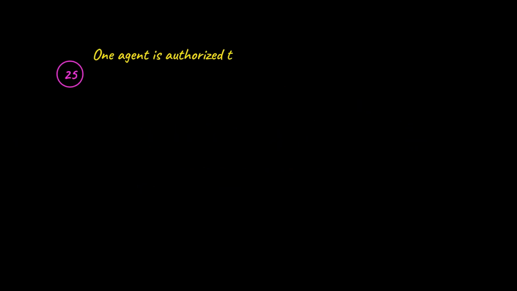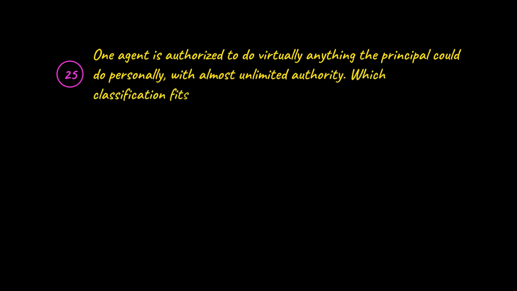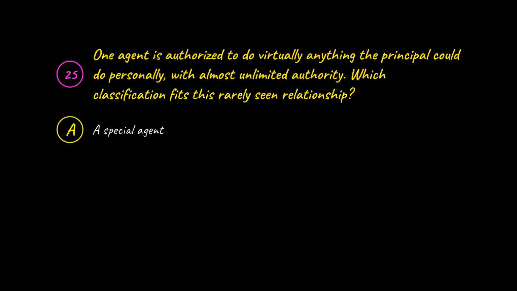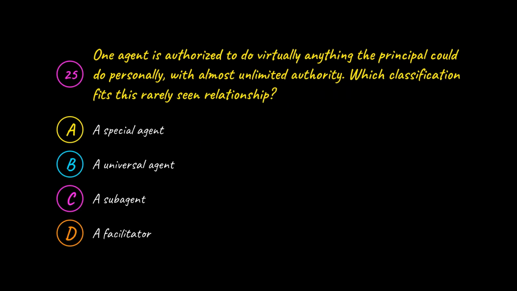Question 25. One agent is authorized to do virtually anything the principal could do personally, with almost unlimited authority. Which classification fits this rarely seen relationship? Your options are A. A special agent, B. A universal agent, C. A sub-agent, D. A facilitator. Which one is it? Pause the video if you need more time.